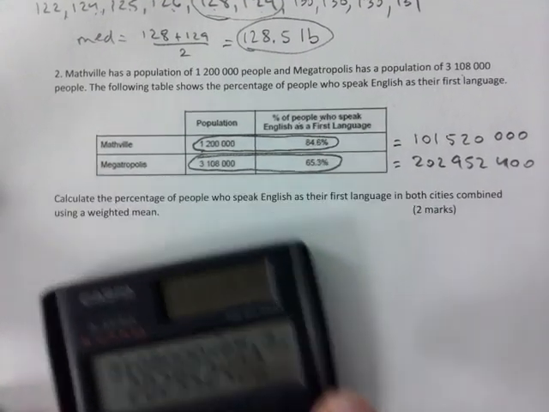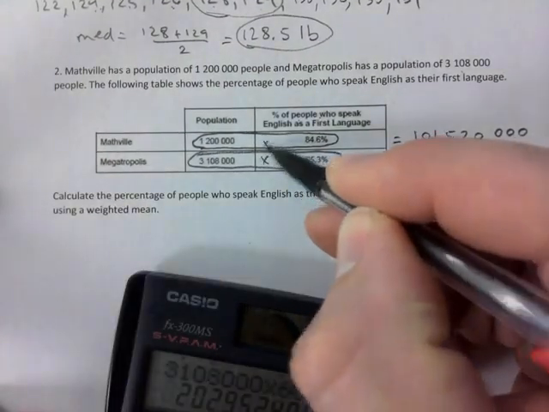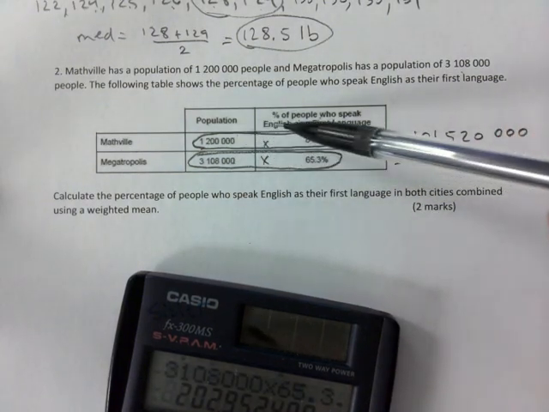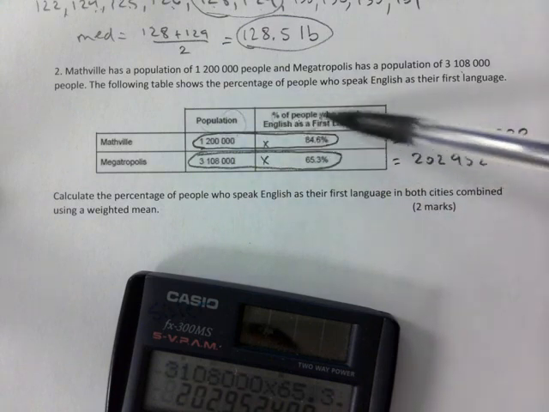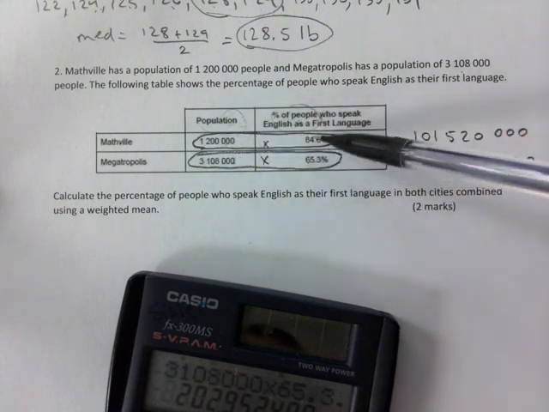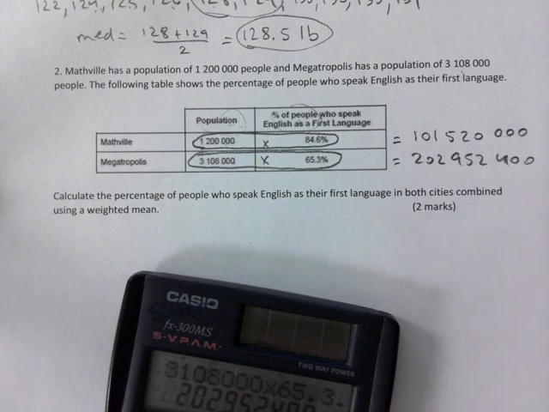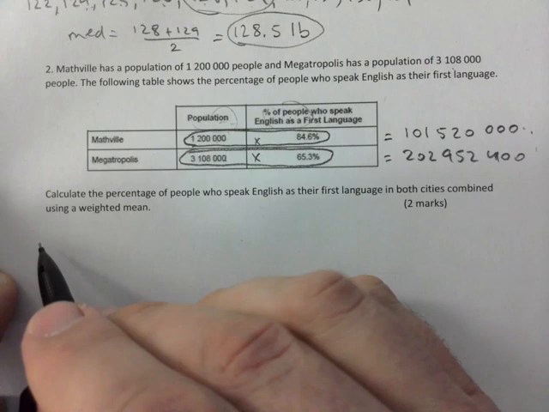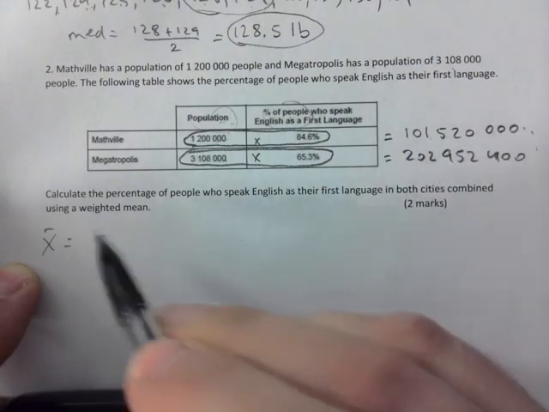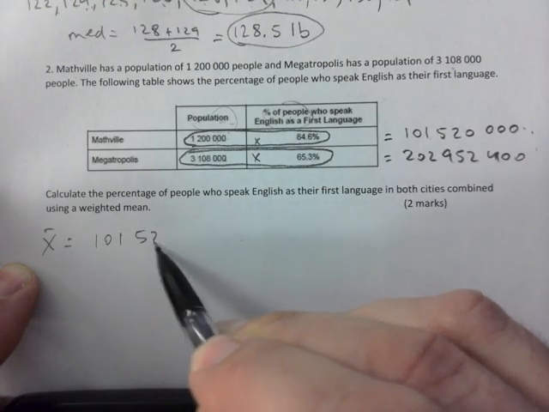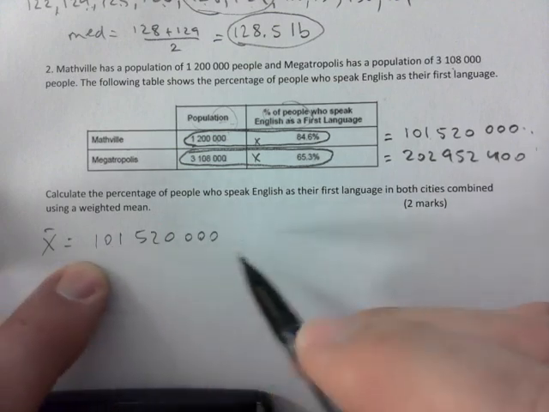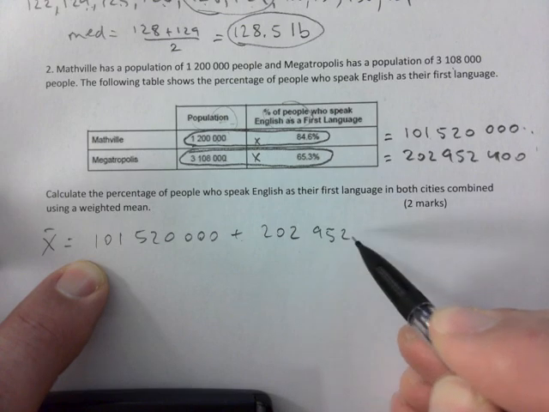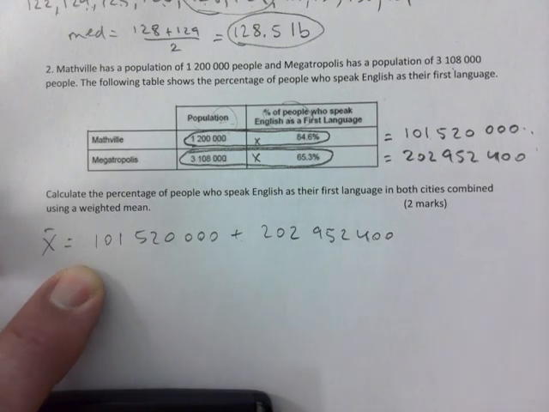Okay. So you multiply them across like that. You don't want to go population times population. That doesn't work, right? You have to go population times the percentage, right? Like 2 different categories are multiplying here to get that. And then you need to add these 2 up. So to get the average, I will add up 101,520,000. Right? You add those up.